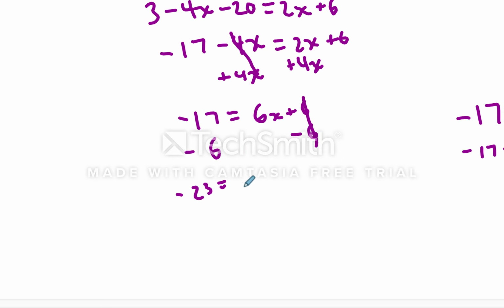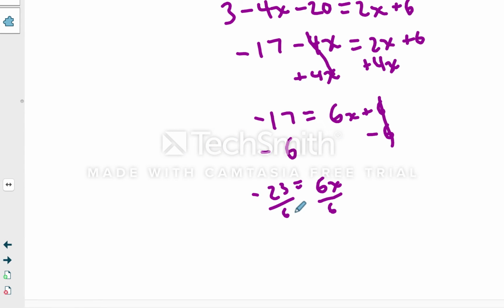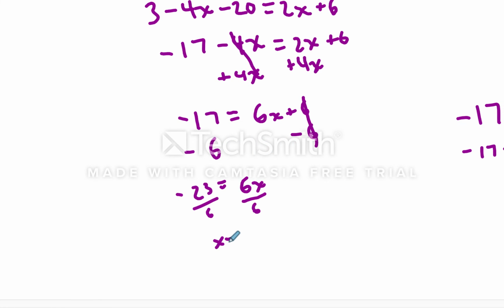So negative 23 equals 6x. And then we would divide by 6, so x equals negative 23 over 6. And we can just leave that as an improper fraction.